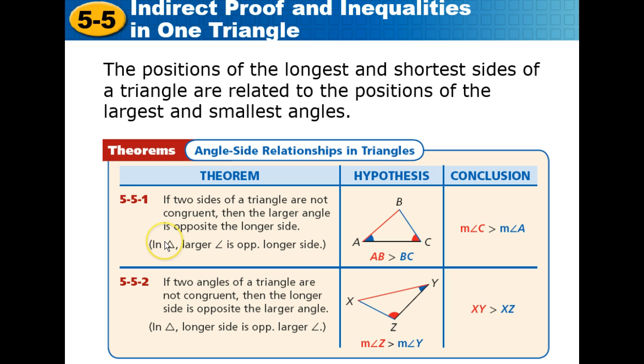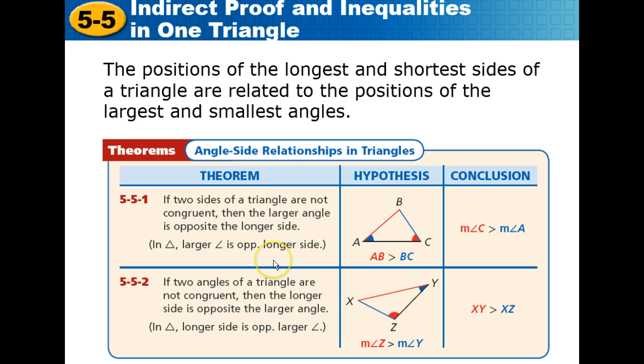So maybe if you want to write some notes down for this section, you write 5.5. You can write angle-side relationships in triangles as your title, and then you just need to write: in a triangle, the larger angle is opposite the longer side. So obviously since AB, this red line here, is longer than the blue line here, then the angle across from it, or C, is bigger than the angle across from the smaller one, or A.